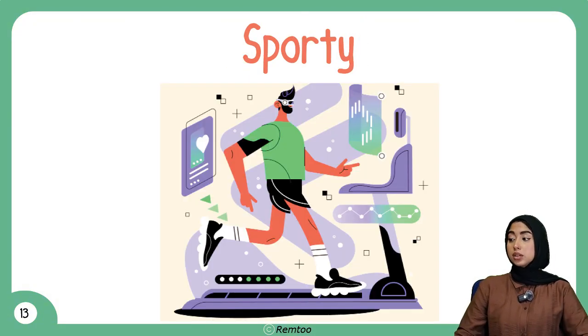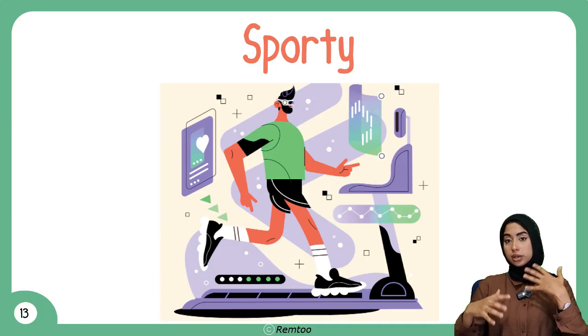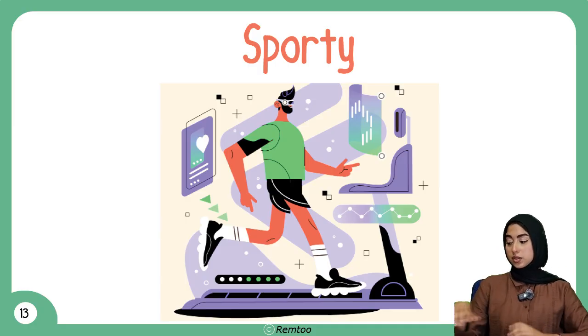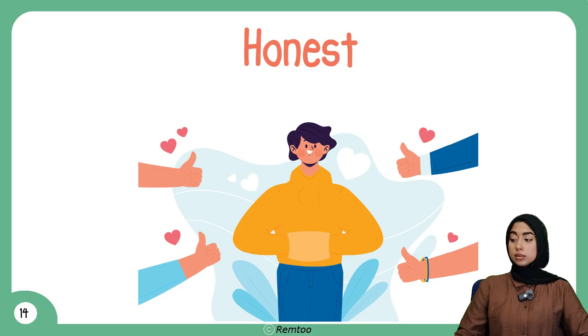Sporty. Sporty. Yeah, this person likes to practice or do a lot of exercise. Yeah. Honest. Honest, yeah. When someone is honest, it means you can trust him. Yeah, this person is honest.